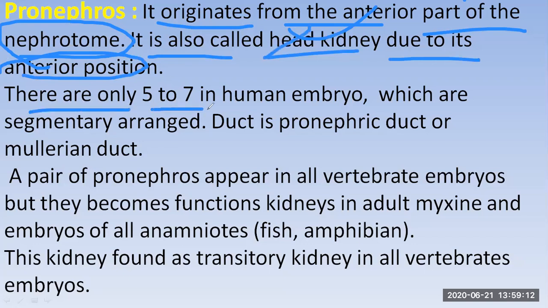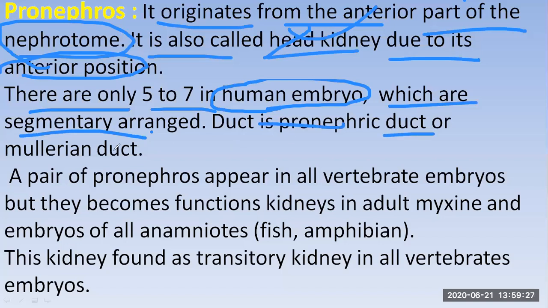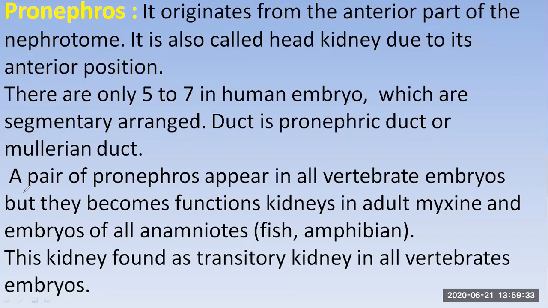There are only 5 to 7 in the human embryo. Their number is 5 to 7, and they are segmentally arranged. So it is formed in segments, as we have to see in the figure. And the duct is the pronephric duct or Mullerian duct. So their duct is also called the pronephric or Mullerian duct.